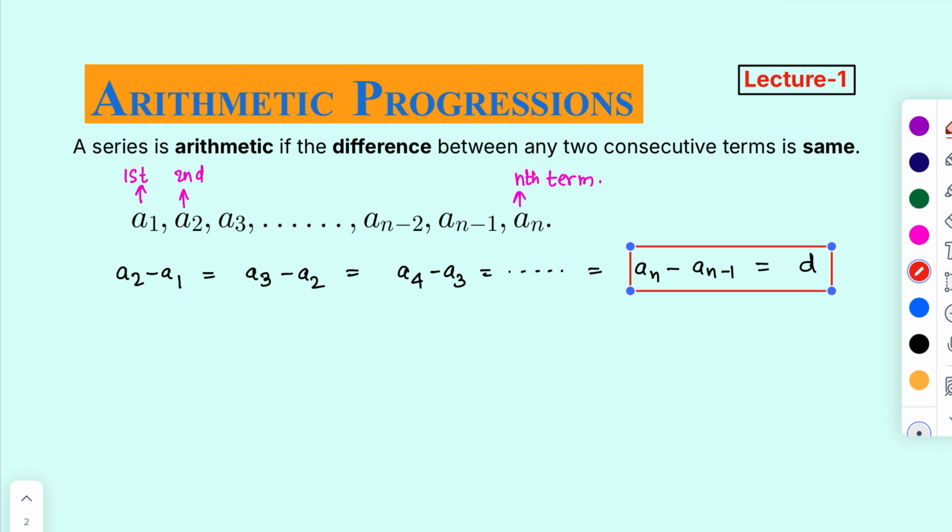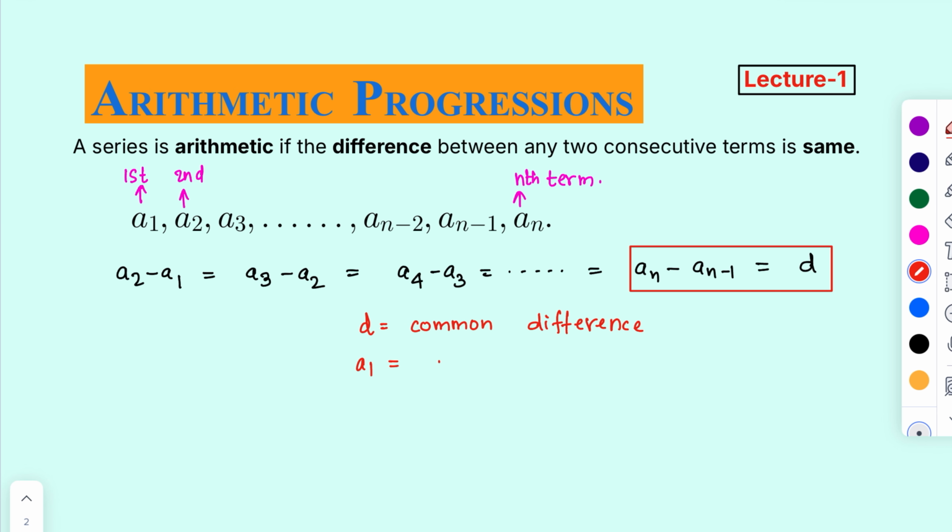AN minus AN-1 is D. That means the common difference between any two consecutive terms is the same, that is D, or common difference. D is called common difference. And A1 we also call it as A, which is the first term of the series. This is called first term.